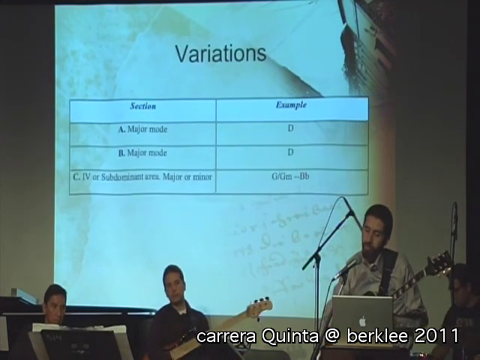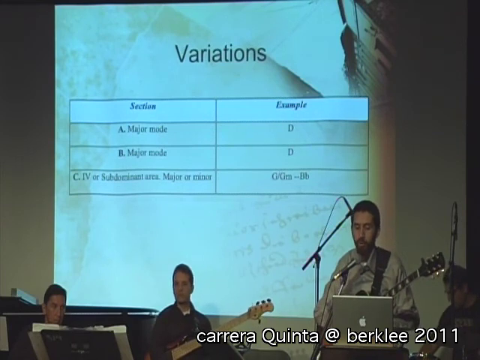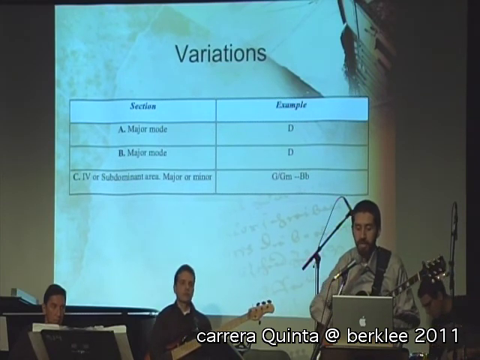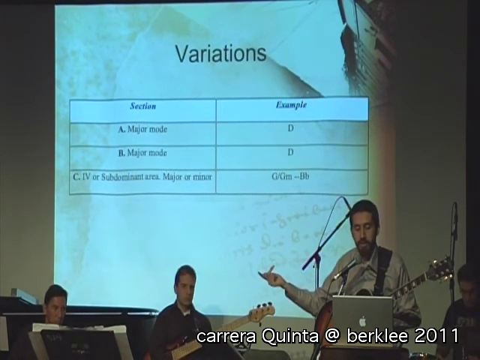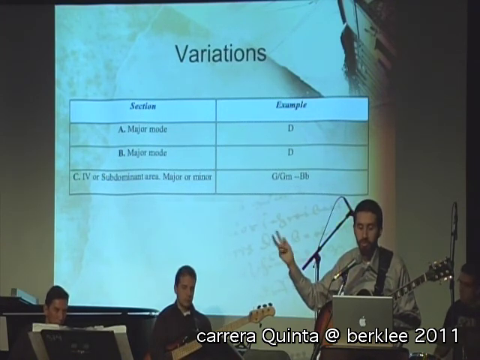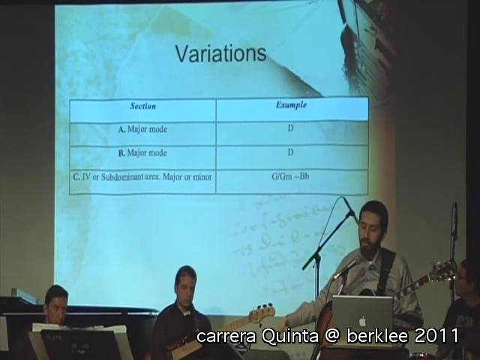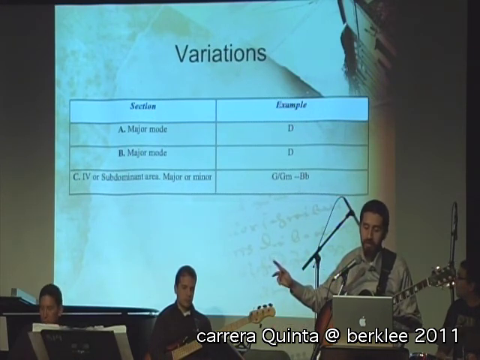There is another way to combine the structure, talking about the harmony. Sometimes the A section is in a major mode, for example D major, the B section will also be D major, and the last part will be in the subdominant area, maybe even major or minor.